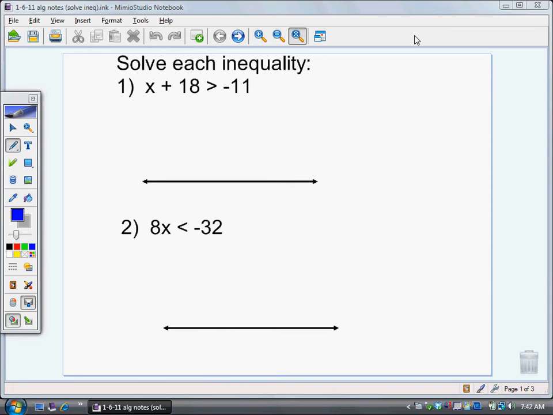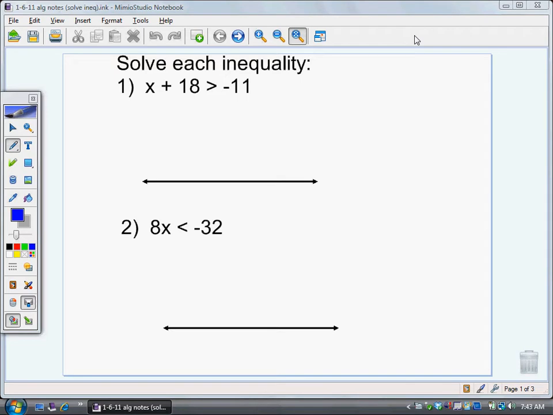All right, in this lesson we're going to talk about solving inequalities. So I have a few inequalities up here that we're going to go through and solve. We're also going to take the solutions and show them on a number line. Now, solving an inequality is basically the same thing as solving an equation.